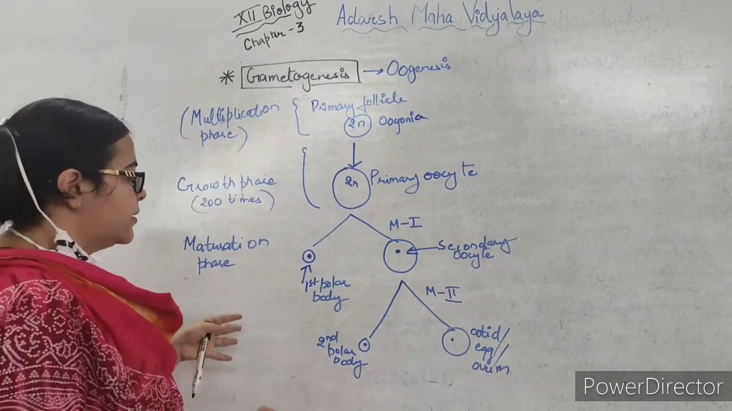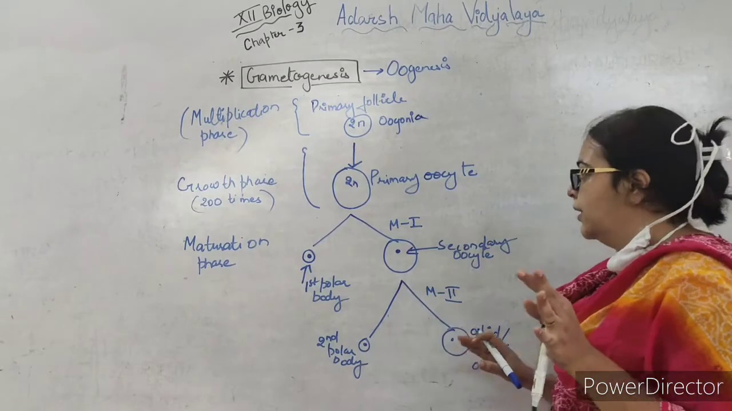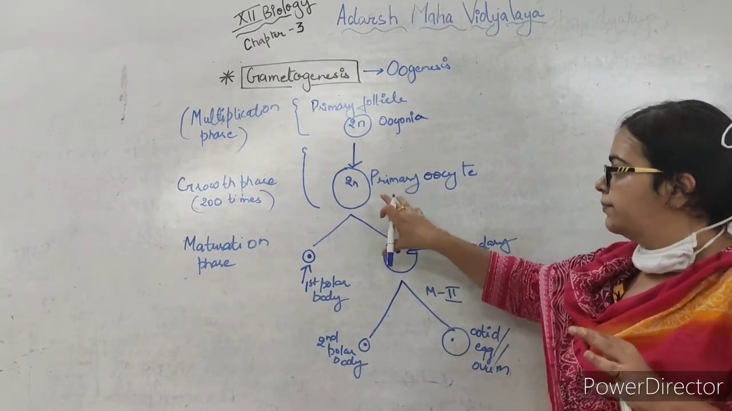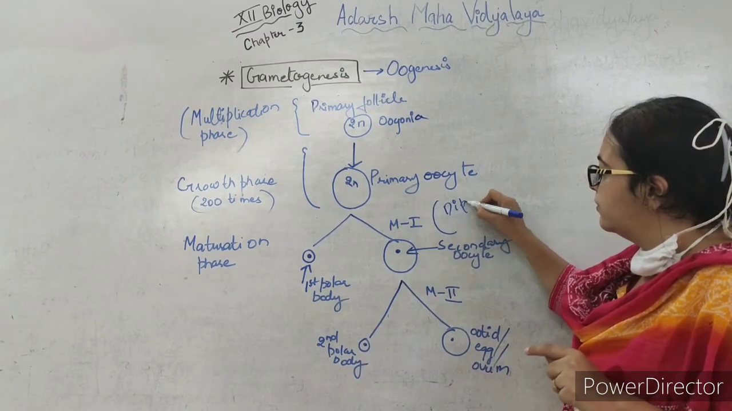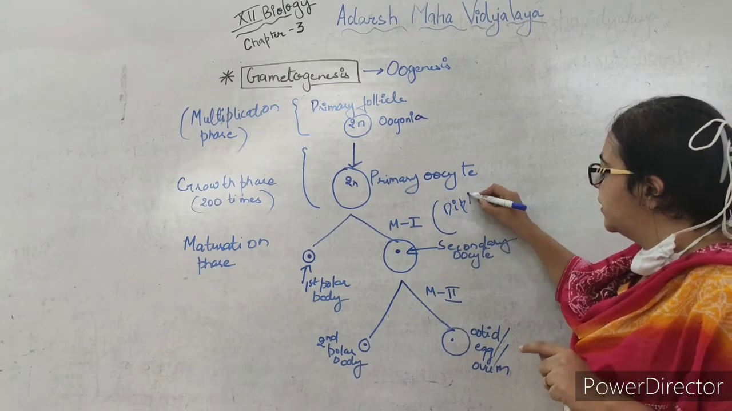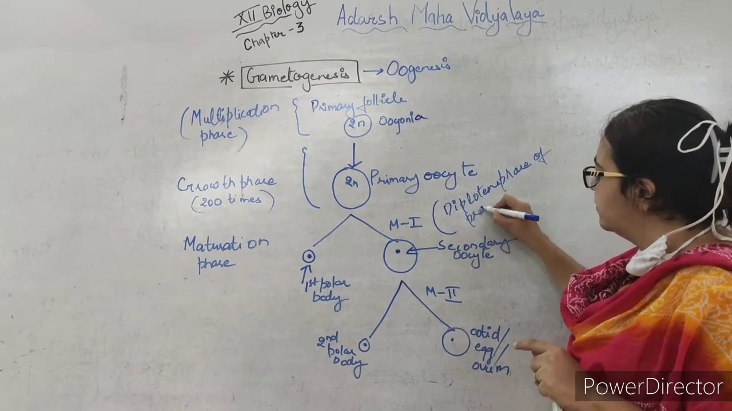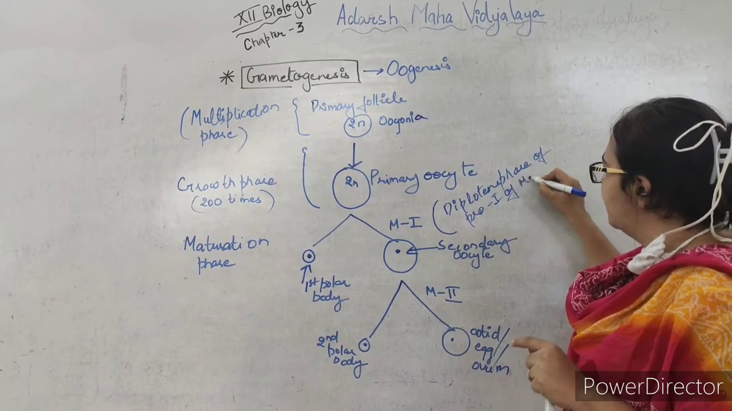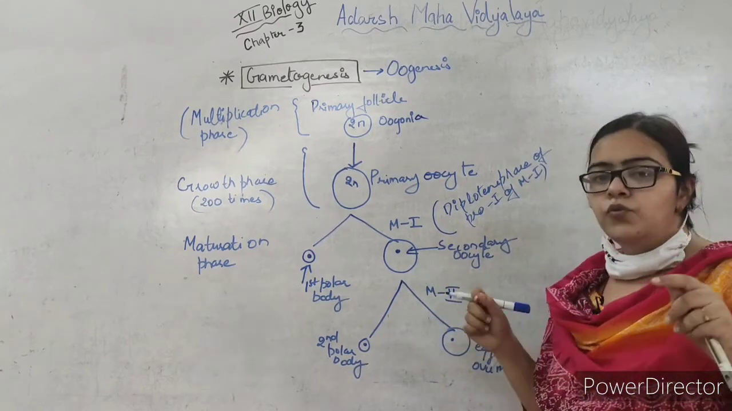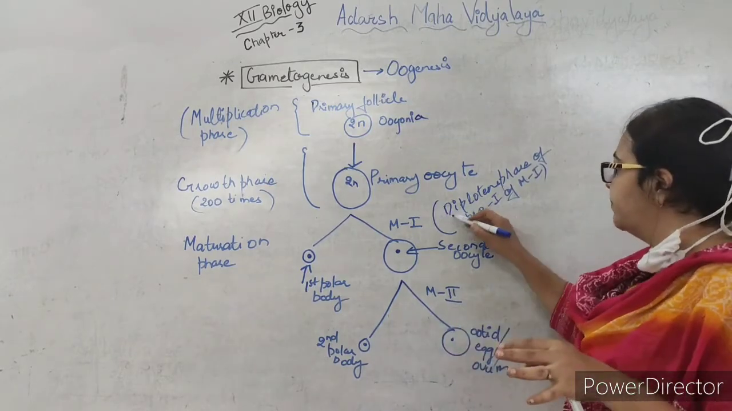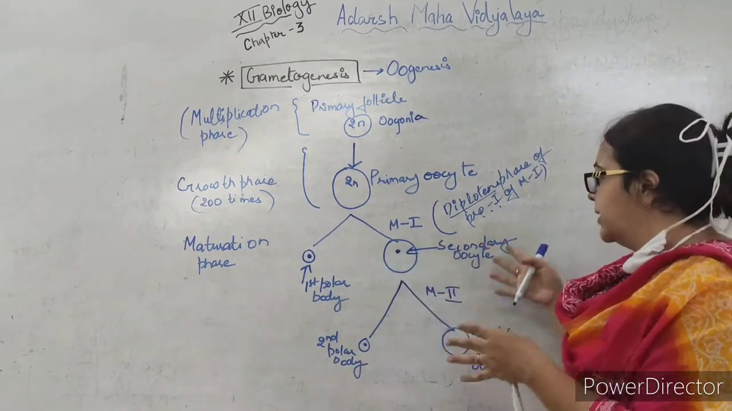There are some basic steps which we have to keep in mind. When the particular cell is in meiosis, it will be arrested in the diplotene phase of prophase 1 of meiosis 1 till puberty. So all the oocytes which were present will be arrested in the diplotene stage of prophase 1 till that baby girl we are talking about attains puberty.